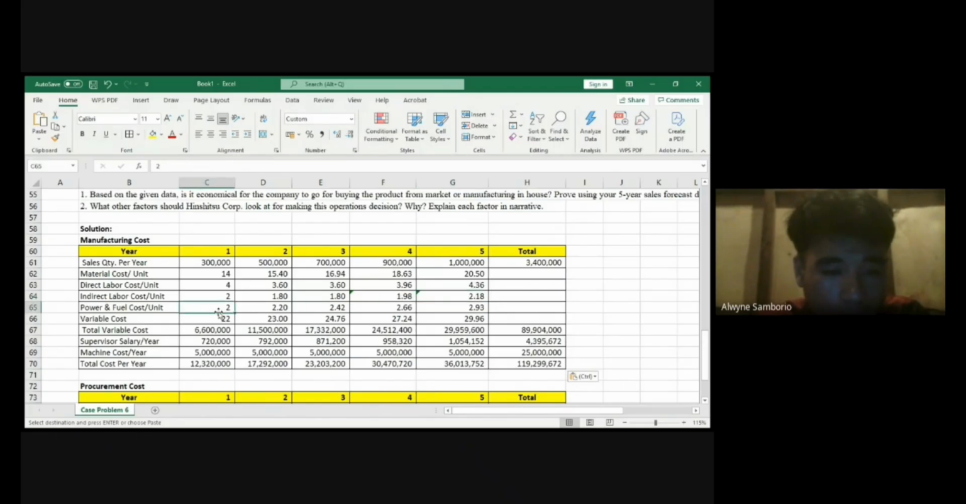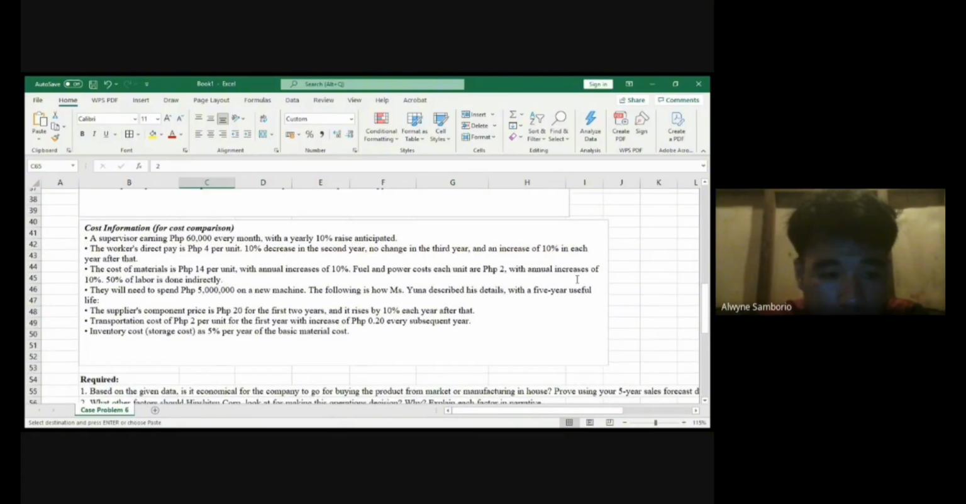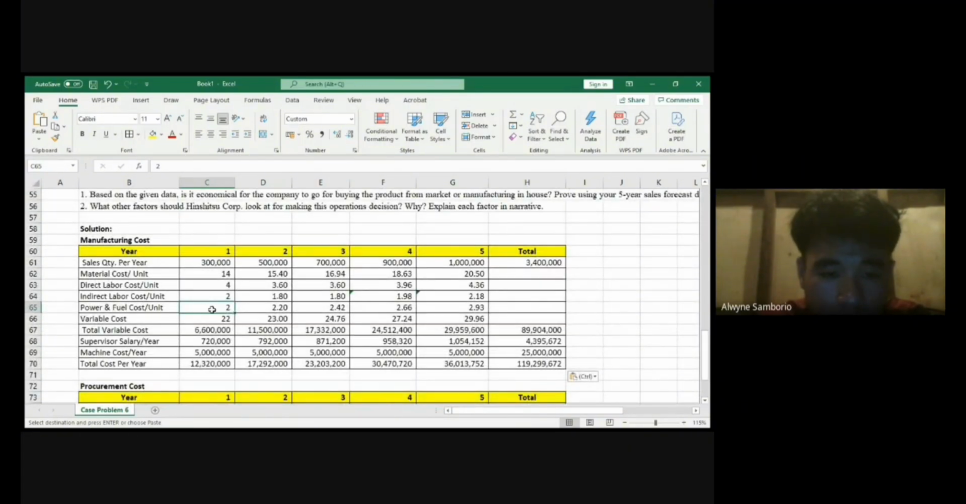For the power and fuel cost per unit, it is stated that each unit is 2 pesos with an annual increase of 10%. So 10% from the first year, and then 2 times 1 plus 10% will become 2.20. Then 2.20 times 1 plus 10% is 2.42. 2.42 times 1 plus 10% is 2.66, and then 2.66 times 1 plus 10% is 2.93.